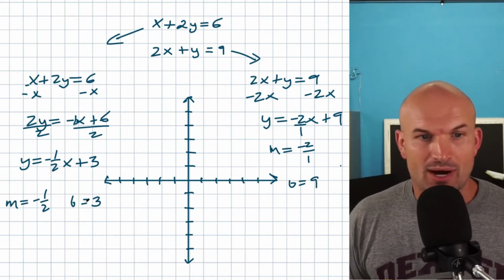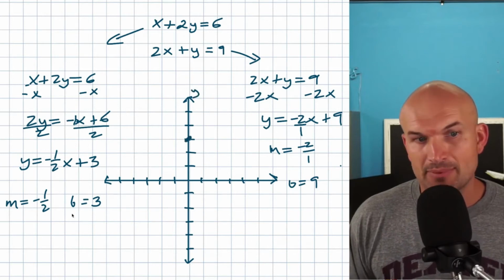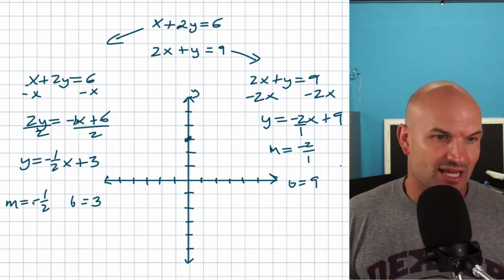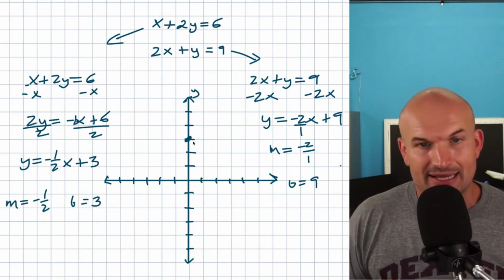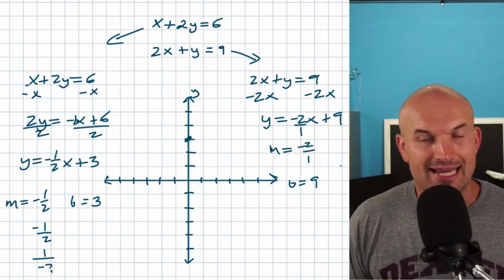So first one here, the y-intercept is at 3. So here's the y-axis, right? So we'll go to 3: 1, 2, 3. And now I'm going to follow my slope. Now, should I go up and to the left or down and to the right? It doesn't really matter at this point. Just remember that -1/2 is really the same thing as 1 over -2.